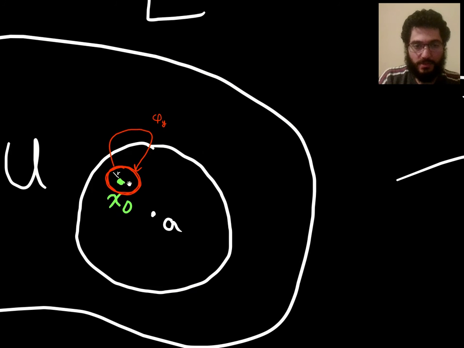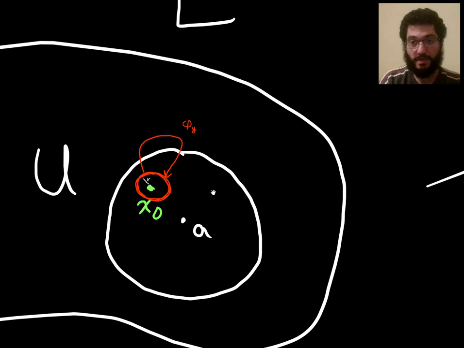And that would tell you that the yellow dot over there is in V, right? Because if it's the image of something in U, then it's in V. That's the definition of V. It's the image under F of U. So that's the plan, is to try to find a fixed point for phi sub y using the contraction mapping theorem.